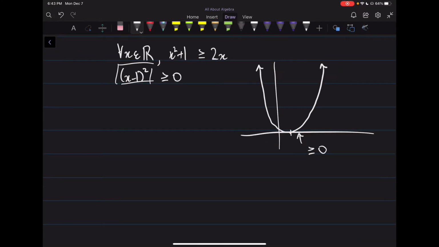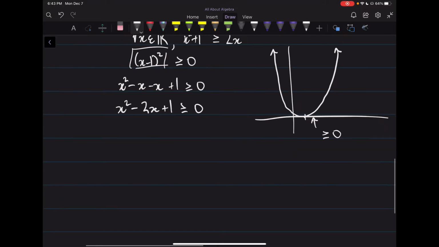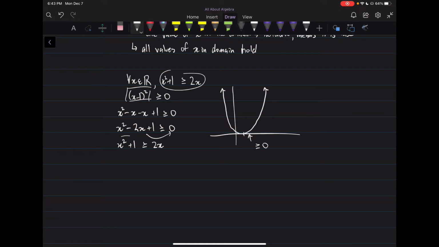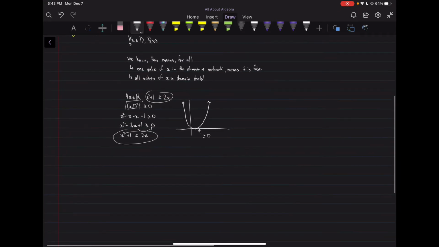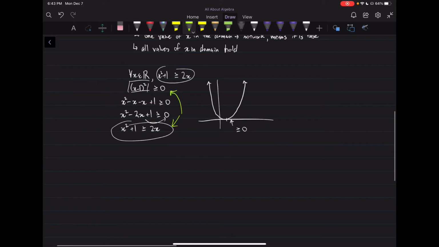So now if we try to expand this, we get x squared minus 2x plus 1 is greater than or equal to 0. Now if we add 2x to each side, we get x squared plus 1 is greater than or equal to 2x. And we end up proving this is true for all real x. And that's all we have to do. That's all we have to show, that this holds because we know this, right?